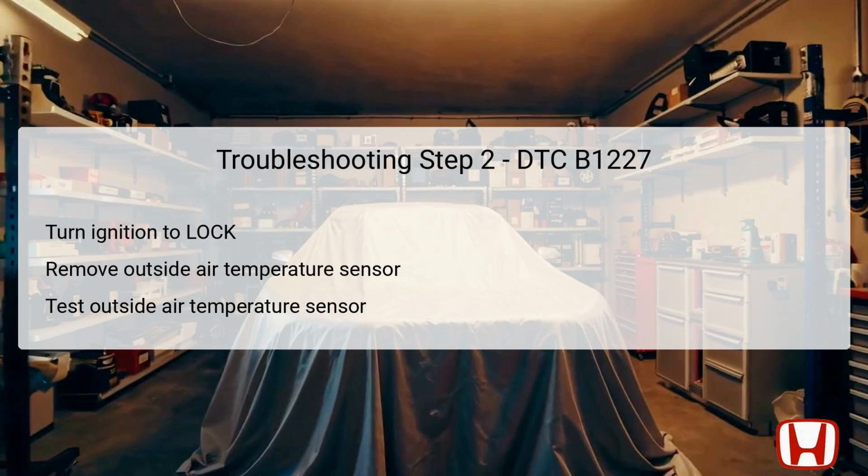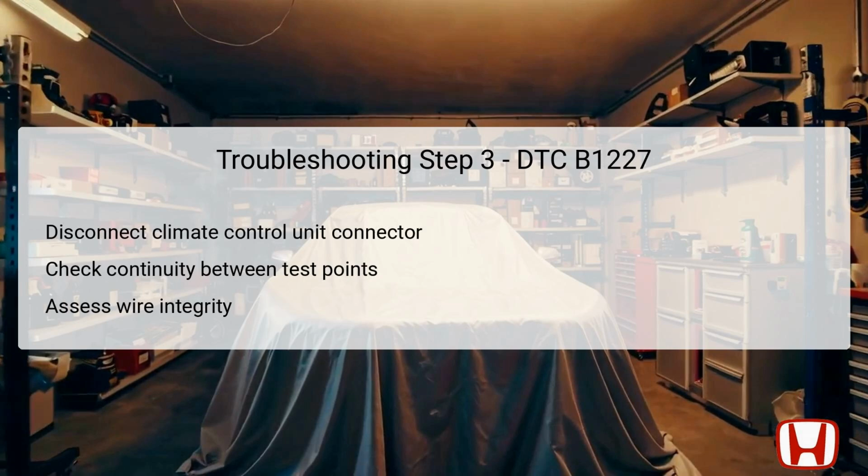This step is critical to ensure that you are not dealing with a defective component that would otherwise impact the climate control system's performance. For this step, you will need to disconnect the 32P connector from the climate control unit. It is then crucial to check for continuity between two specified test points to ensure that the TAM wire is intact. Ensure that your vehicle is in the IG lock 0 position, and that both the climate control unit and the outside air temperature sensors connectors remain disconnected during this test.